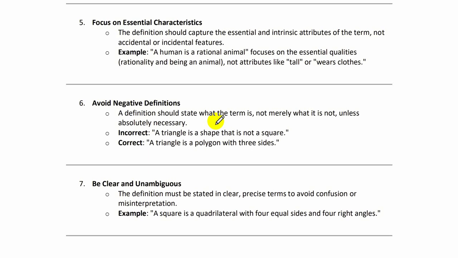Avoid negative definitions. A definition should state what the term is, not merely what it is not, unless absolutely necessary. The incorrect way is: a triangle is a shape that is not a square. So now first we need to know the square in that case. So that is the incorrect way of saying it, and we have to put it in this way. The correct way is: a triangle is a polygon with three sides.